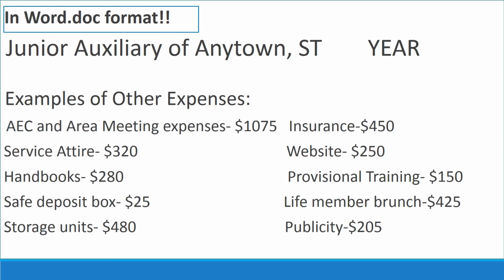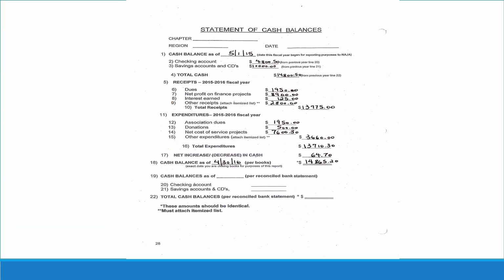You will also need to add a breakdown of the other expenses for line 15 like you did for line 9 in income. This must be in Word doc format. Line 17, which is either an increase or a decrease in the amount of cash held for the year, will automatically calculate, as will line 18, the book balance at year end of any accounts your chapter holds.